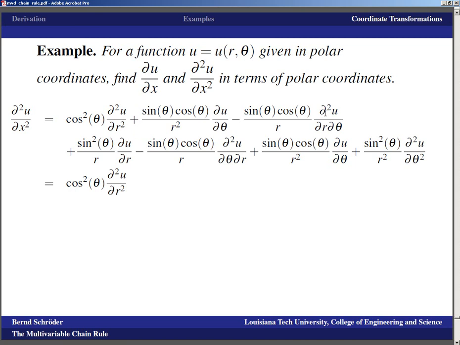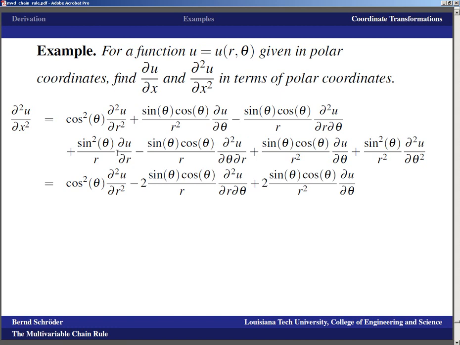Next one I wanted to collect, I think, a second partial of u with respect to r and theta, and that's where we see that this term here is the same as this term here, and it's not a minus and a plus, they actually combine, so we get minus 2 times sine theta cosine theta over r, second partial of u with respect to r and theta. Next one I wanted to collect is either the r or the theta. Let's just assume it's the theta. We see that these two are the same, right? So we get 2 sine theta cosine theta over r squared partial u with respect to theta.